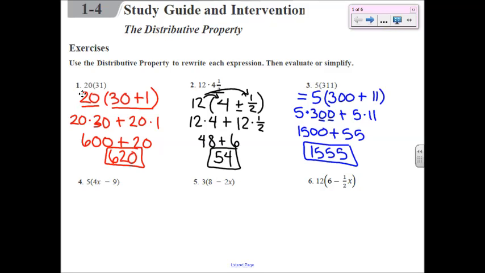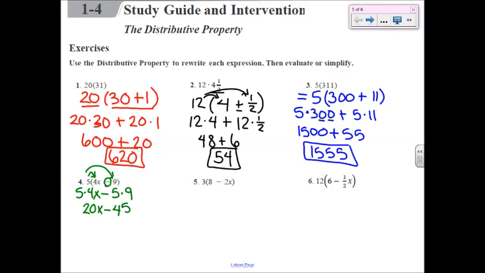All right. In the next one, we actually have a distributive property right off the bat. So I'm going to multiply the 5 by 4x and the 5 by 9. And remember, this operator in between stays the same. So I'm going to have 5 times 4x minus 5 times 9. And when I multiply a number by something x, the numbers are what gets multiplied. So I'm going to have 5 times 4 is 20x minus 5 times 9 is 45.